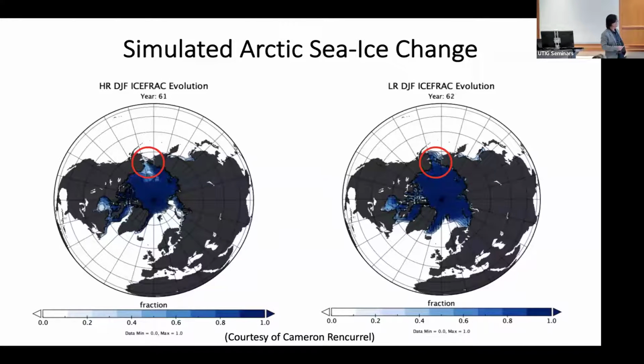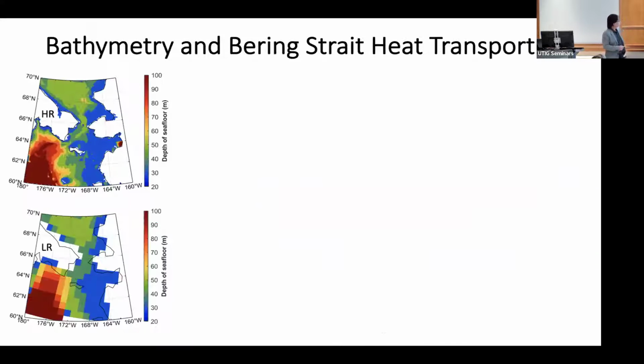Well, it turns out that there's a huge difference between the low resolution and high resolution models in the representation of the Bering Strait throughflow, right? As you know, the Bering Strait is a very narrow strait. It's very shallow, only about 50 meters deep. So this is the bathymetry as represented in the high resolution and low resolution models. The upper panel shows the high resolution representation of the bathymetry, and the lower panel shows the low resolution representation. In the low resolution model, we only have 2 grid points through the Bering Strait, right?